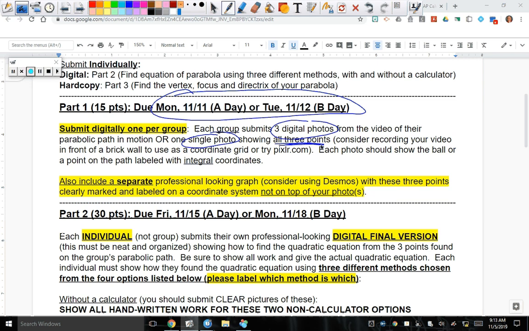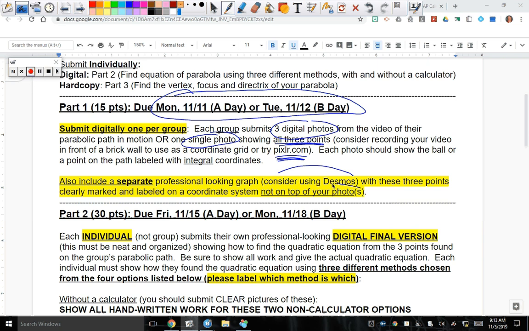Consider recording your video in front of a brick wall to use as a coordinate grid. Or here's the thing right here: pixlr.com is something you can use to help get a good grid going. Each photo should show the ball or a point on the path labeled with integral coordinates. Look at this at the very end. It includes a separate professional looking graph. Consider using Desmos. You guys are going to be busy for the rest of the period, and you can get this done today if you really bust it out, with these 3 points clearly marked and labeled on the coordinate system.